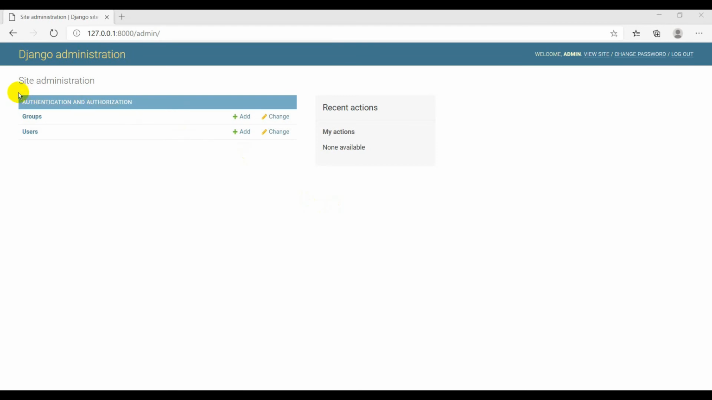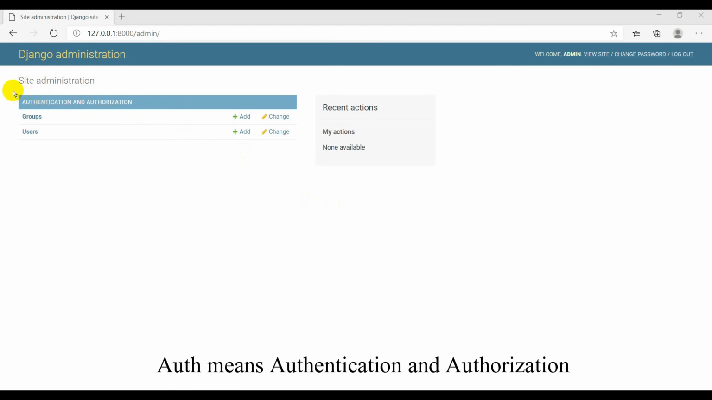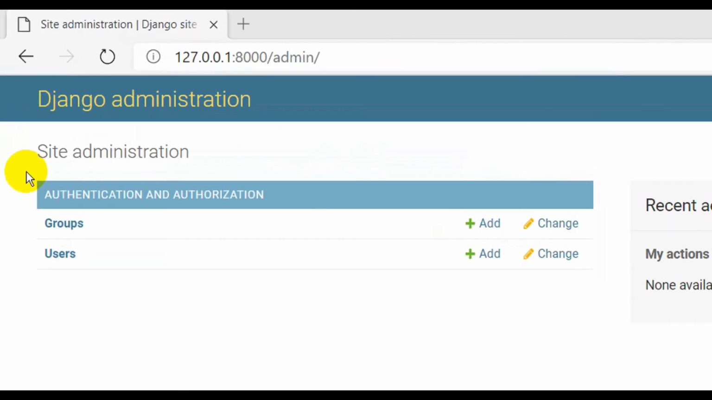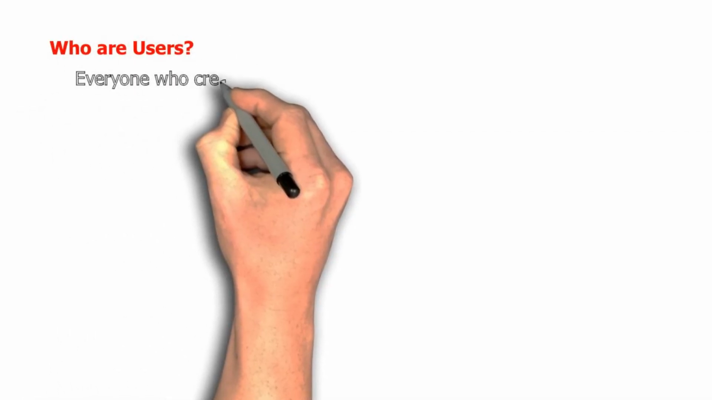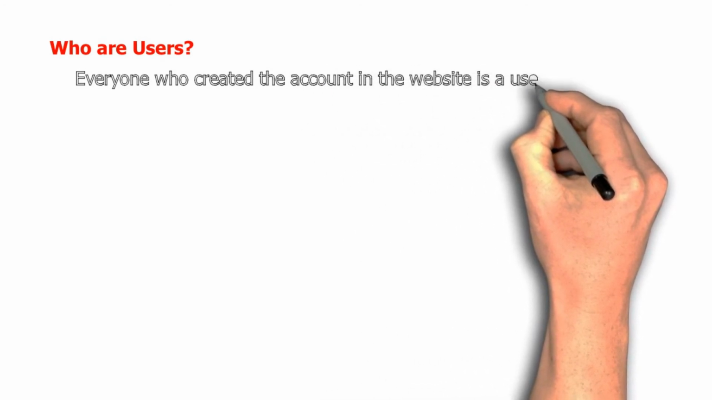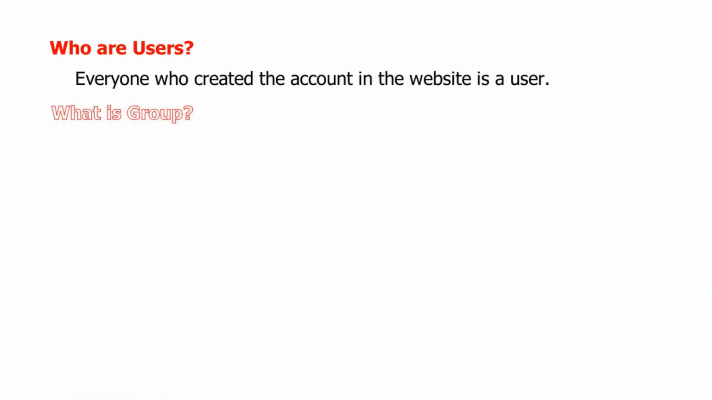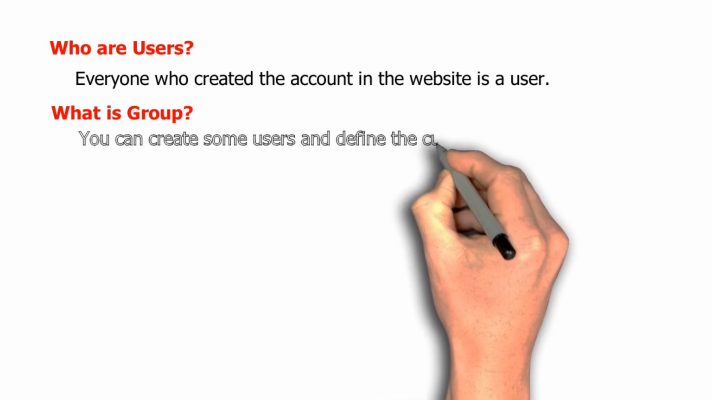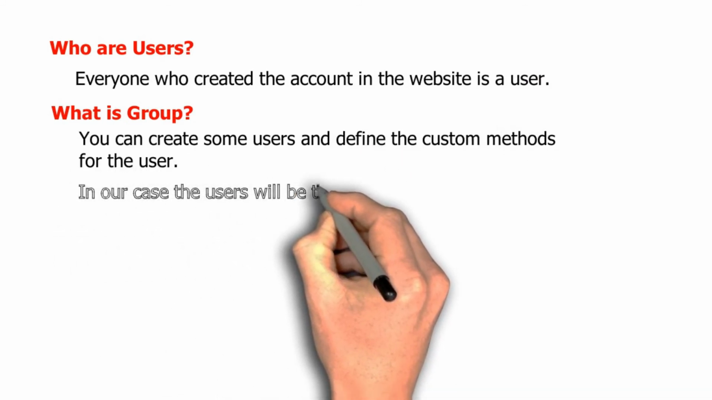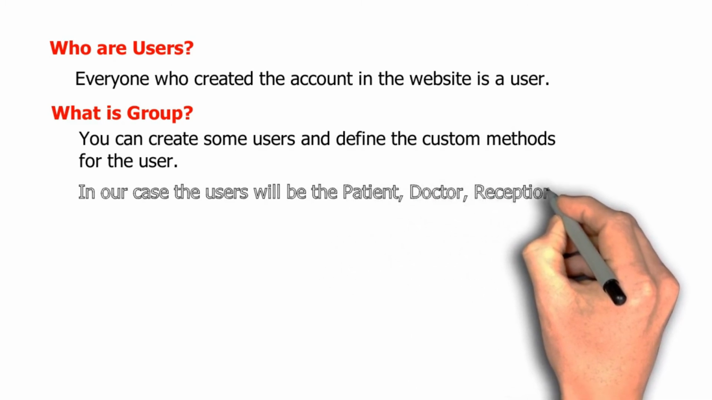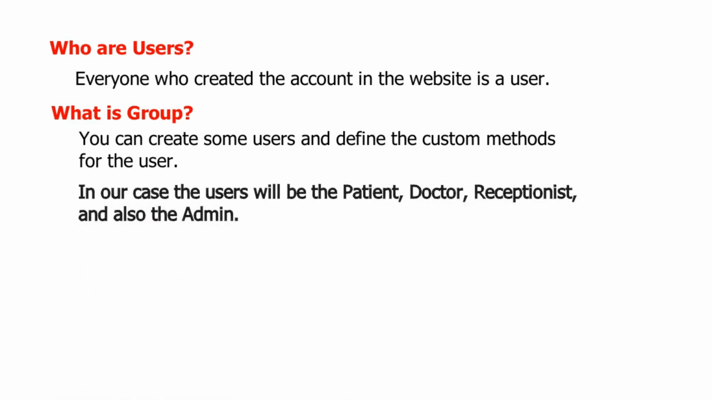You can see a block with the name auth. In that we have users and groups. Who are users? Everyone who created an account in the website is a user. And then what is a group? You can create some groups and define the custom methods for the users. In our case, the groups will be patient, doctor, receptionist, and also the admin.